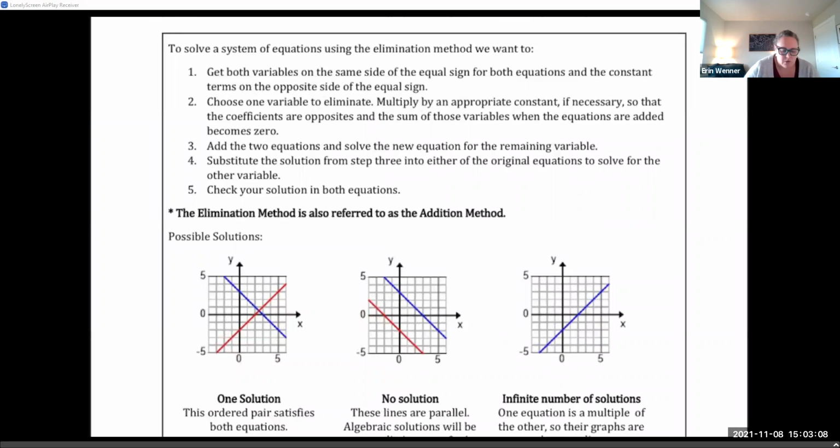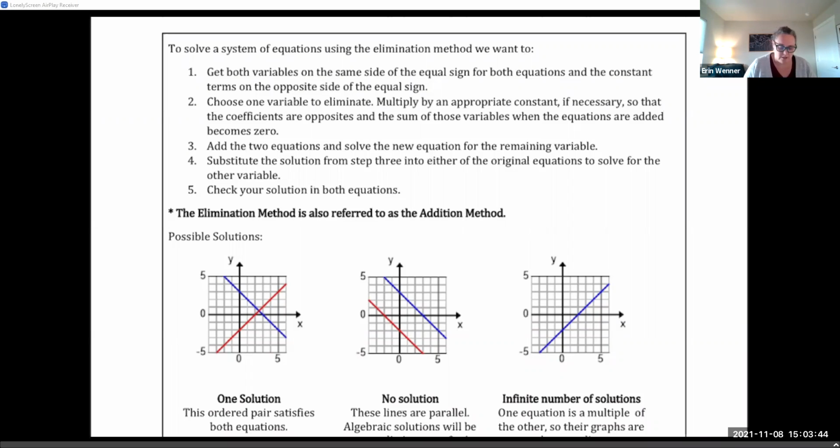So to solve a system of equations using elimination, we want to first get both variables on the same side of the equal sign for both equations and the constant terms on the opposite side, meaning we want x and y together and whatever they equal on the other side. That's what we're trying to say. We're going to choose a variable to eliminate. We're going to multiply by an appropriate constant if necessary, so that the coefficients are opposites, meaning one's a positive and one's a negative. And the sum of those variables when the equations are added together becomes 0.